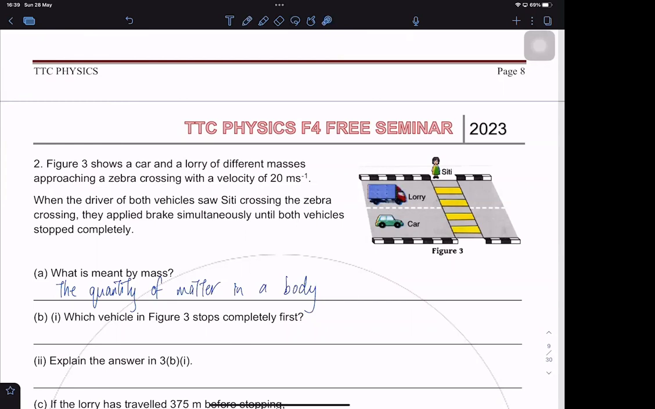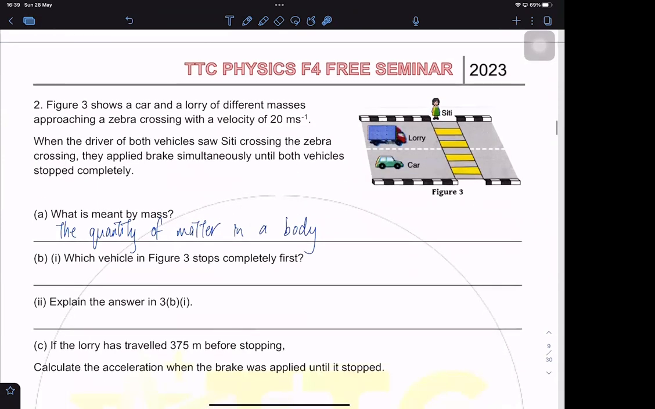Okay, so a lorry and a car, which vehicle will stop completely first? Welcome, welcome. We are just on our second question only. Which will stop completely first? Your logic, your common sense will tell you it's going to be the car. Now, why is that? This is something called inertia. It's not up there in the notes, but it's in the checklist.